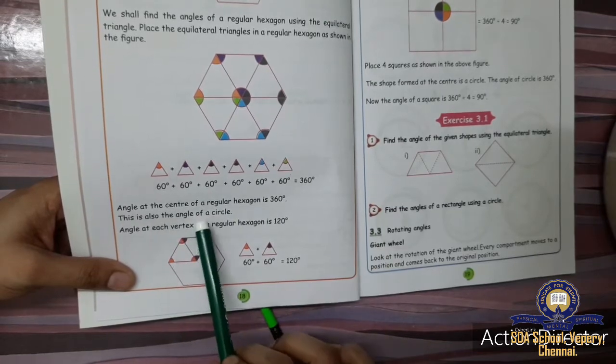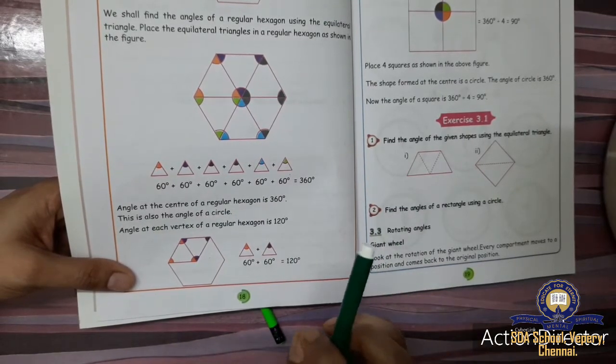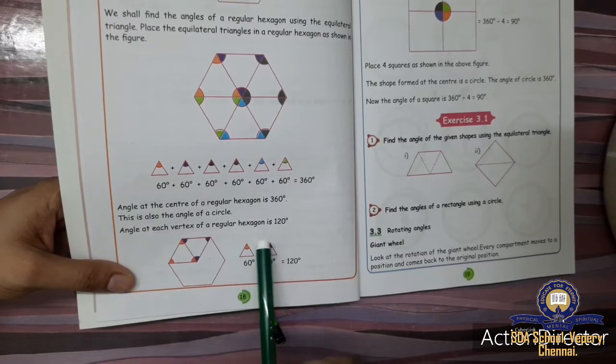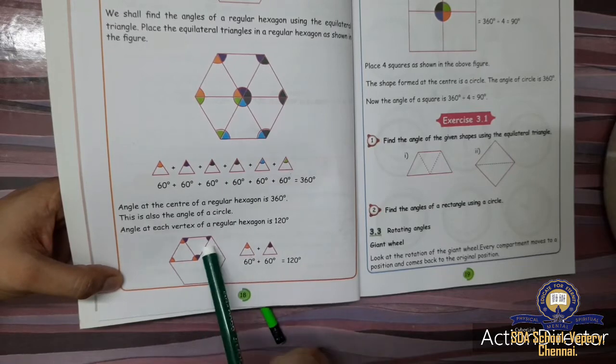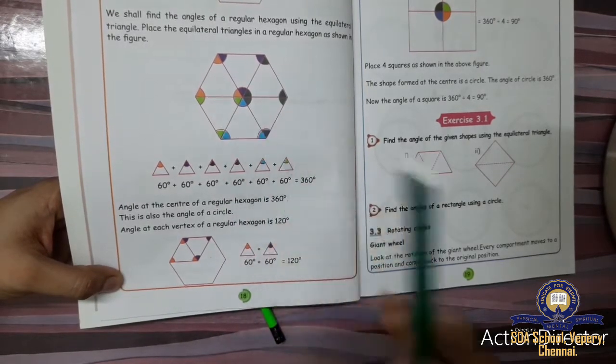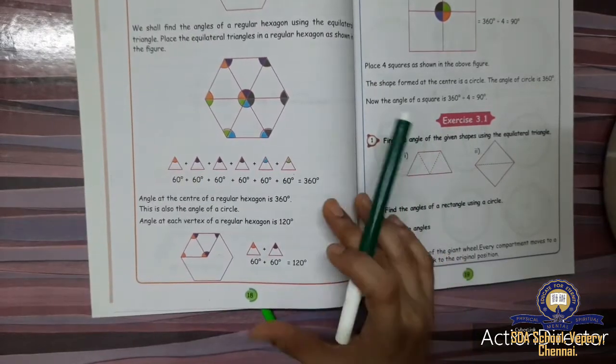This is also the angle of a circle. The angle of a circle also is 360 degrees. Angle at each vertex of a regular hexagon is 120 degrees. This side is 120, since 60 plus 60 is 120. So this is 120, 120, 120. This is how we will find the angle of a regular hexagon.